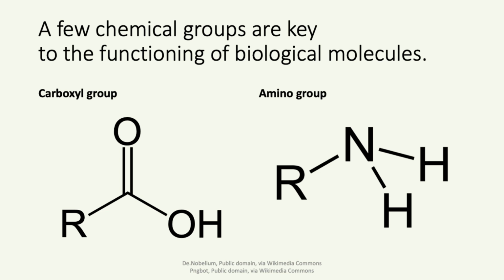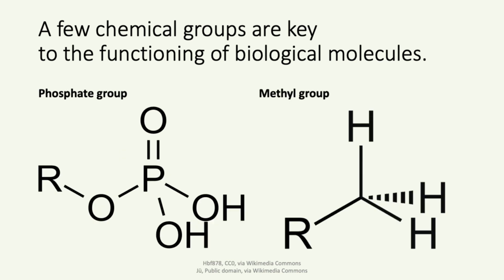An amino group has a nitrogen bonded to two hydrogens. The building blocks of proteins, amino acids, contain an amino and a carboxyl group. A phosphate group consists of a phosphorus atom bonded to four oxygen atoms. Compounds with phosphate groups are often involved in energy transfers, as is the energy-rich compound ATP, adenosine triphosphate. A methyl group consists of a carbon bonded to three hydrogen atoms.